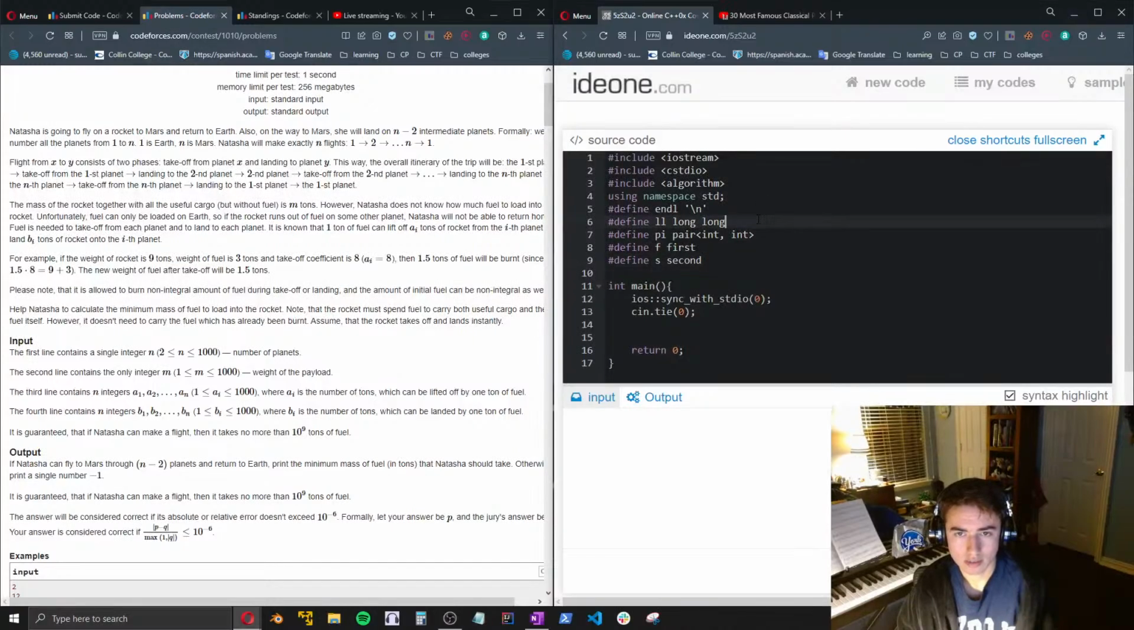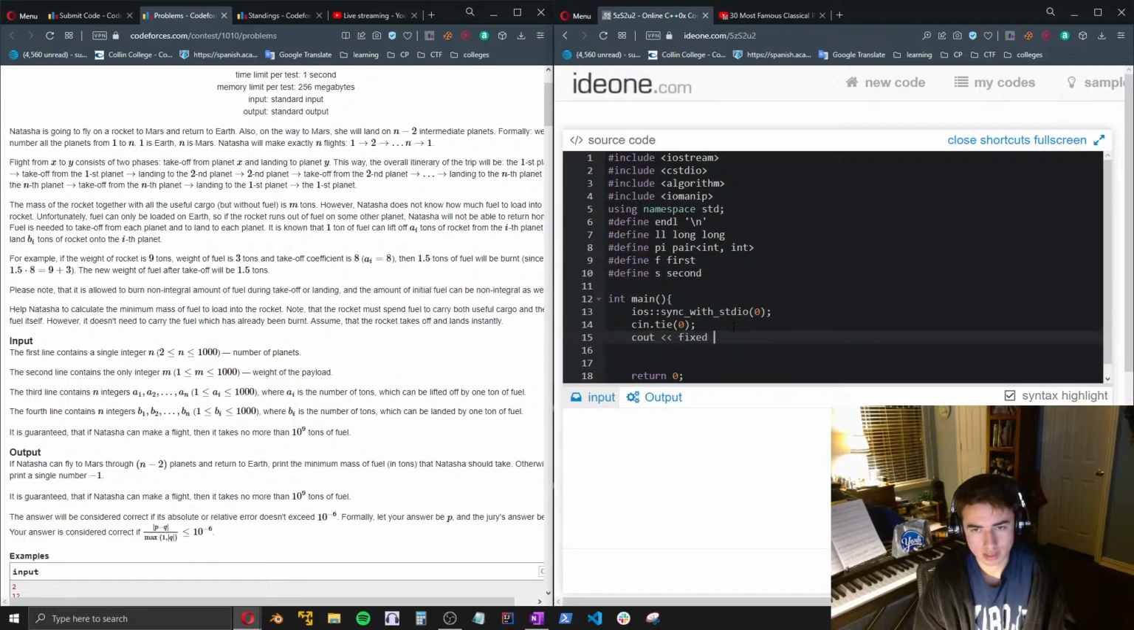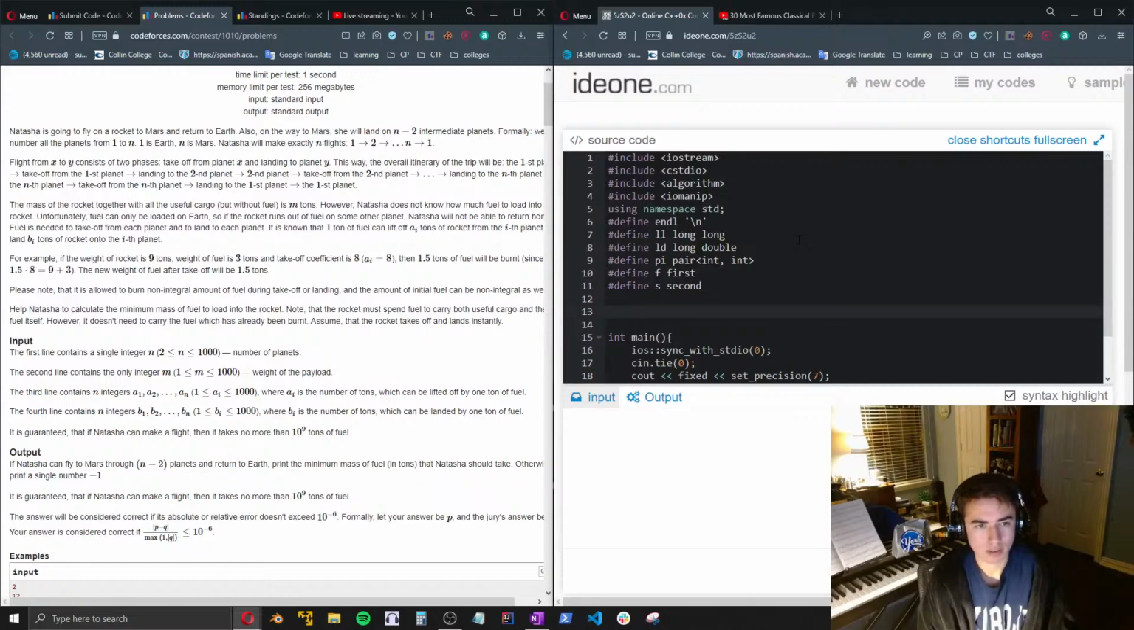Let's try coding that. First off, we'll need iomanip for making sure we print out the decimal correctly. And then do cout fixed, setprecision 7. And let's also define LD as long double, so we don't have to type that. Now let's do it. Maximum is equal to 10.